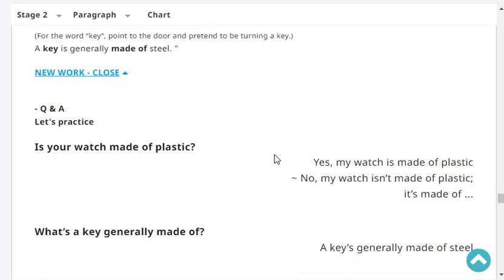Let's practice. Is your watch made of plastic? Yes or no? No, my watch isn't made of plastic. It's made of gold. Gold or steel? Gold. Let's say it's made of gold. Very good.